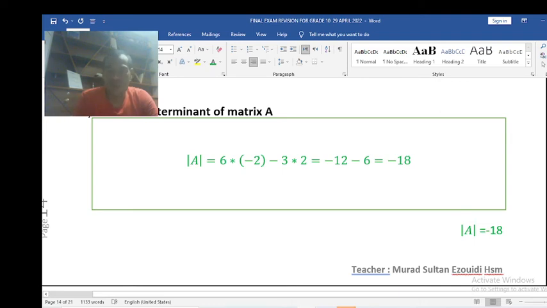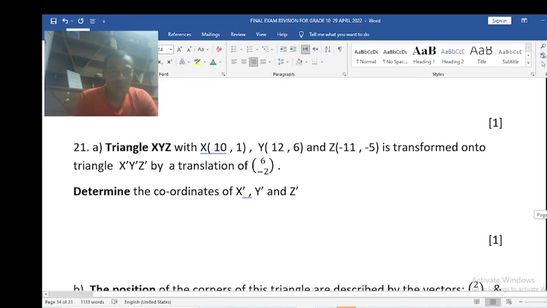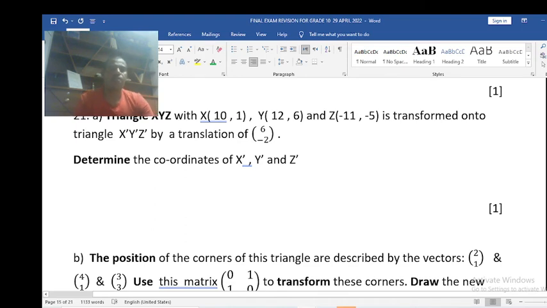Now we move to the next part. The triangle XYZ, with the coordinates (10, 1), (12, 6), and (-11, -5), is transformed into triangle X'Y'Z' by a column vector or translation of (6, -2). The question is to determine the image of X, Y and Z.